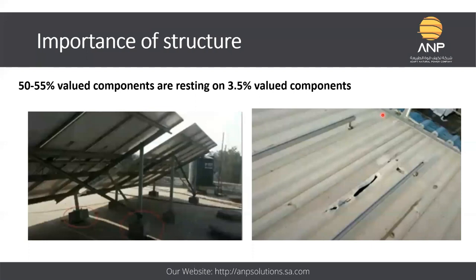As you can see in the images on your screen, these are images of an RCC installation where the foundation has shifted its location, which affected the entire power plant. And another point: this is a GI roof, and this particular rail was not installed properly, so it has been shifted due to wind. In a ground mounted installation, if something goes wrong with the structure, that will affect the entire solar power plant.